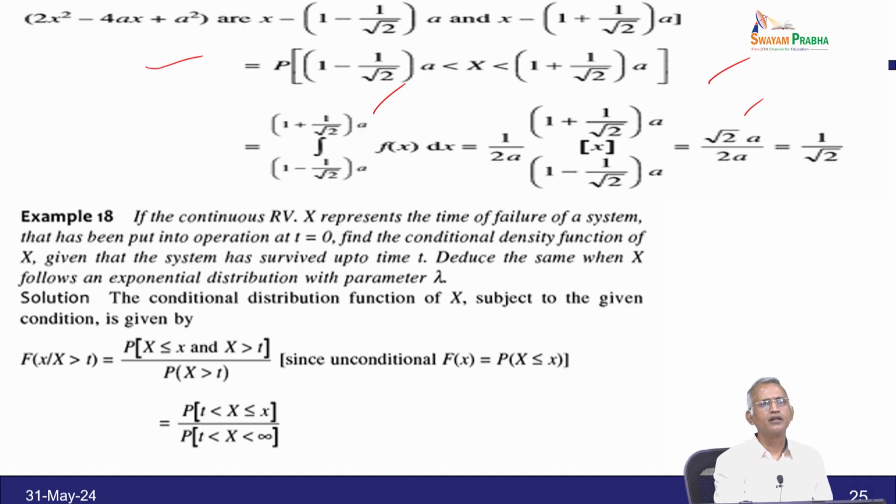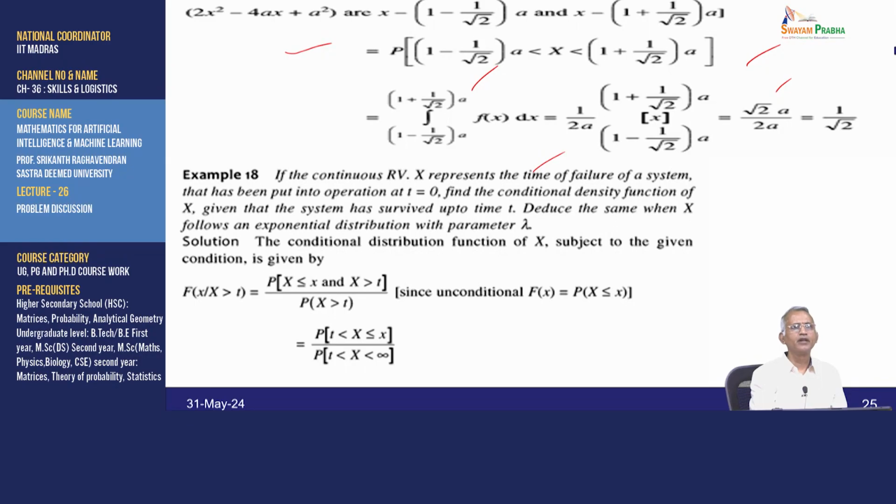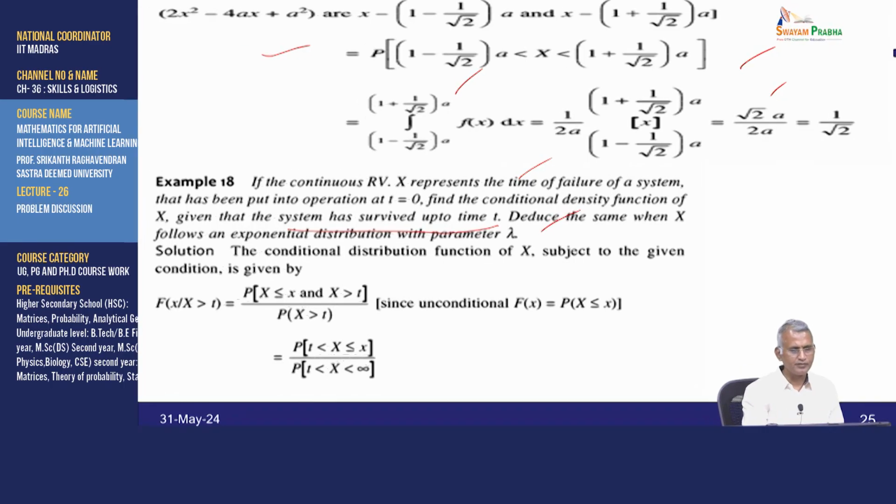Next one: if the continuous random variable x represents the time of failure of a system that has been put into operation at t = 0, find the conditional density function of x given the system has survived up to time t, and deduce the same when x follows the exponential distribution with parameter lambda.